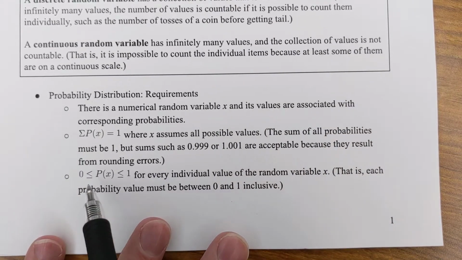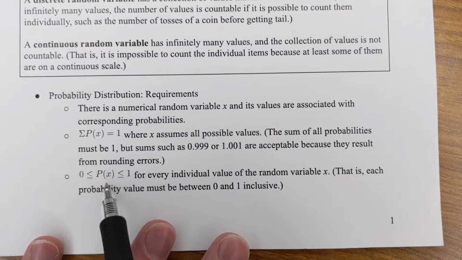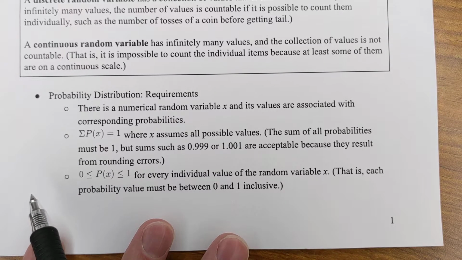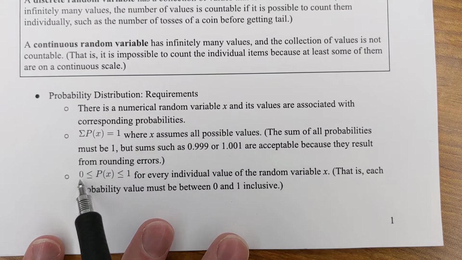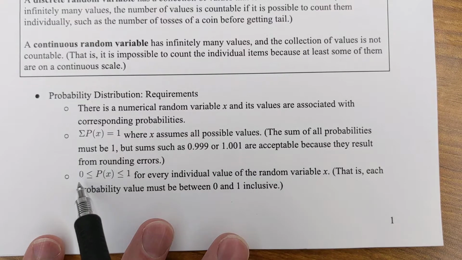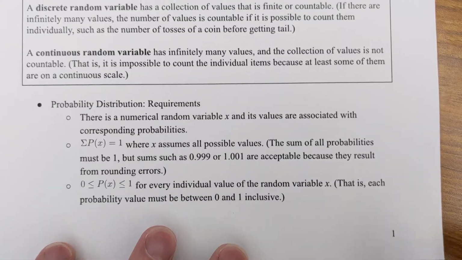And the last one, the probability of each individual event has to be between 0 and 1. So remember, probabilities can't be negative. They can't be more than 1. A probability of 0 means the event doesn't happen, never, it's impossible. A probability of 1 means the event is guaranteed to happen. So between 0 and 1, inclusive, means it could equal 0 or equal 1.